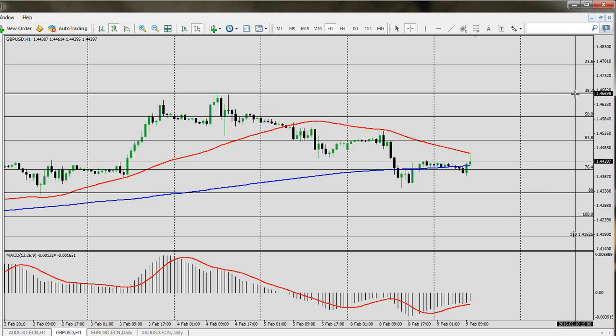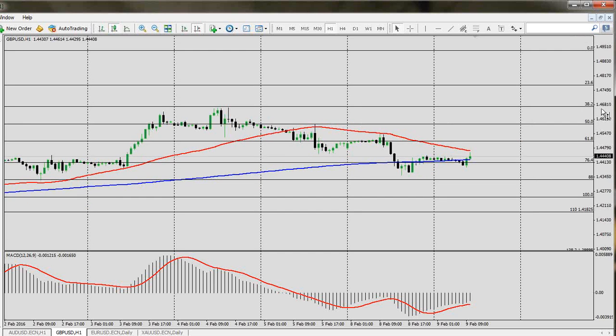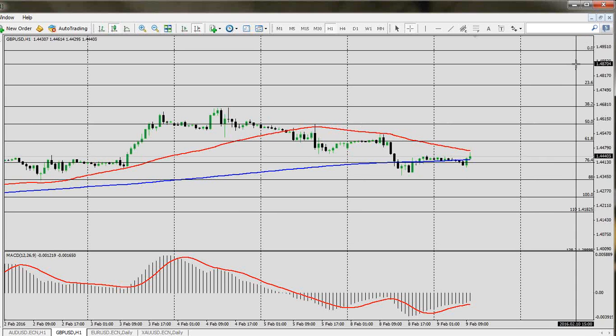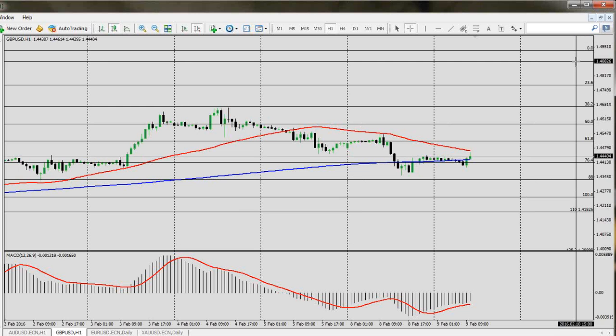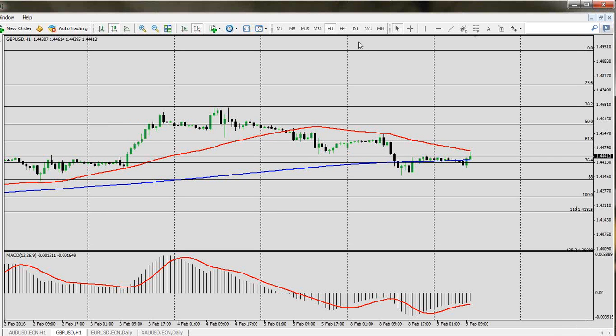Then from there onwards, we would be once again aiming for 1.4666. And if that level is broken above, I'll be going for a 1.4870 level. That's my overall bullish target for the GBPUSD.